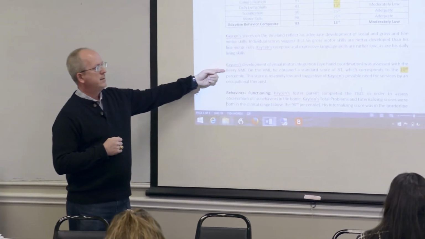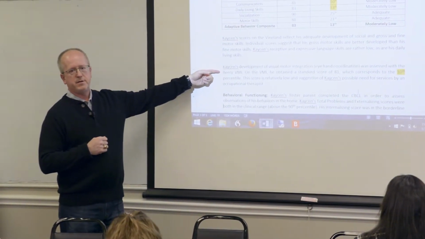The VMI is a measure of visual motor integration. Some of you may have even seen me use that one. It's literally super short, just a quickie screener. The child is looking at a form and they're copying the drawings.